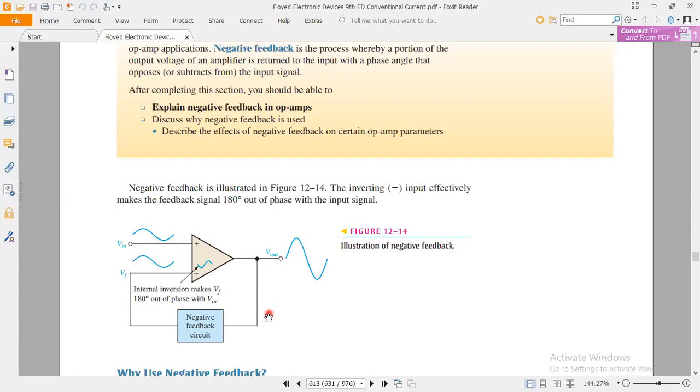And we all know that there are two types of feedback, positive feedback and negative feedback. This one is the positive feedback. Negative feedback is the status of the output that is produced at this level.